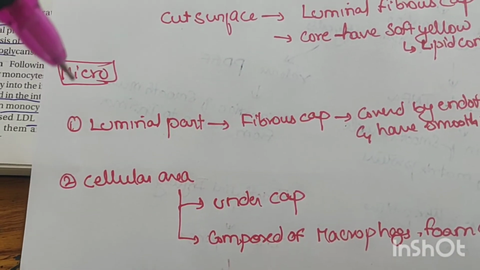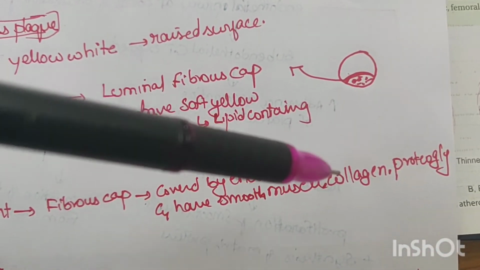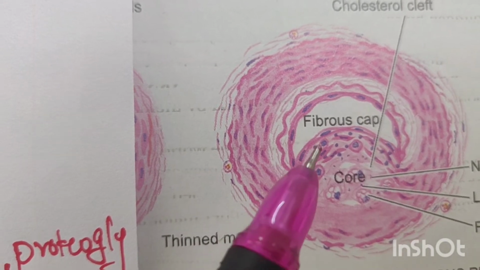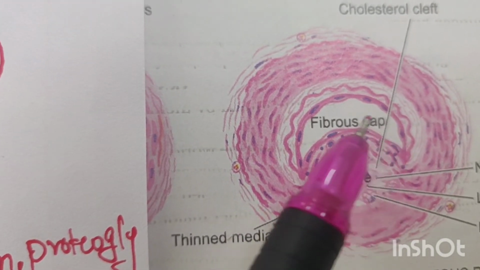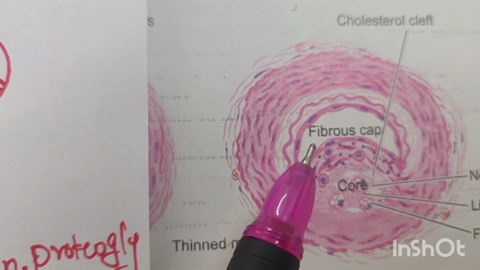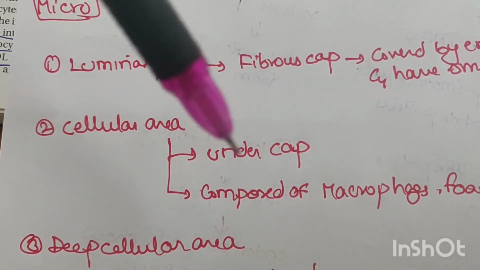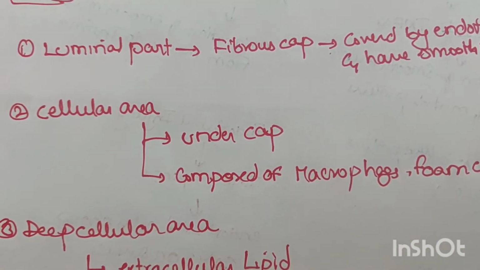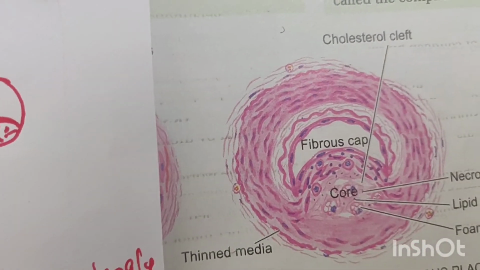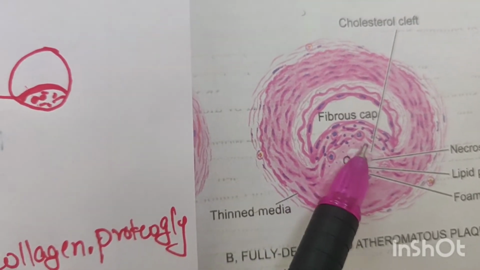And next, microscopically, the luminal part has a fibrous cap covered by endothelium and has smooth muscle, collagen and proteoglycans. When you see here, the luminal part has a fibrous cap which is covered by the endothelium of the lumen of the blood vessel, and has smooth muscle, collagen, proteoglycan, and also some macrophages that are invading. In the cellular area under the cap, it is composed of macrophages, foam cells, and lymphocytes. You can see the foam cells, lymphocytes and other macrophages present just below the cap.